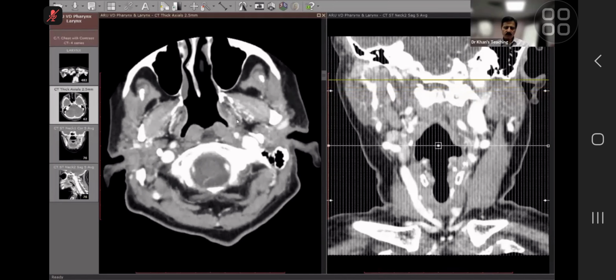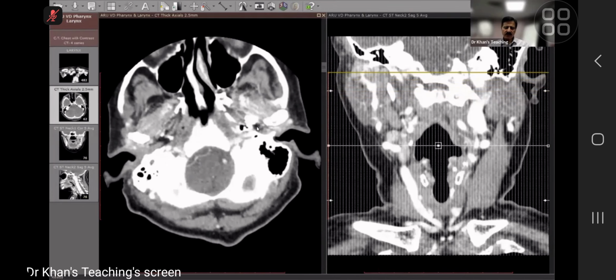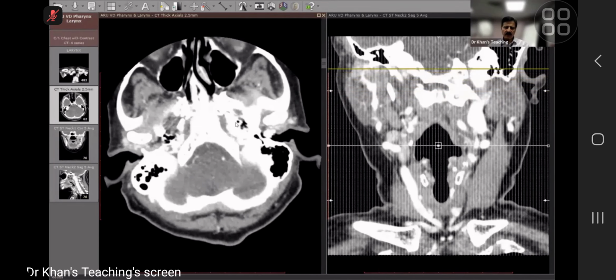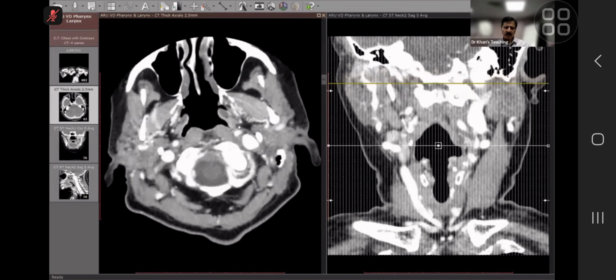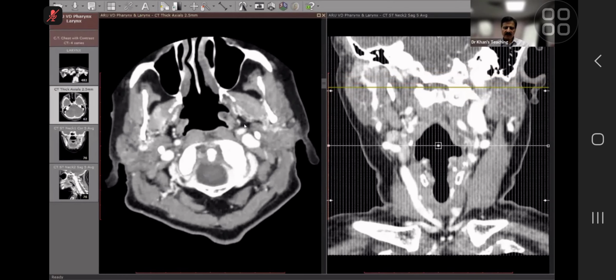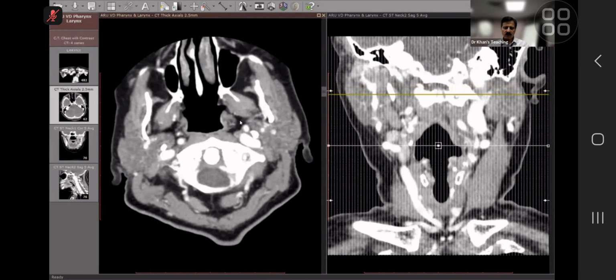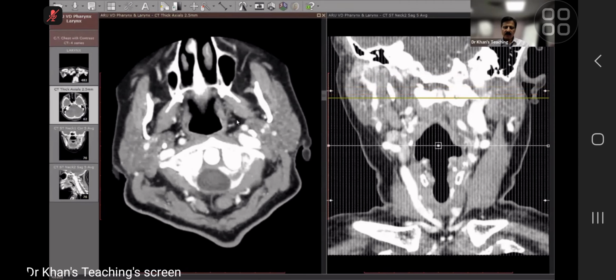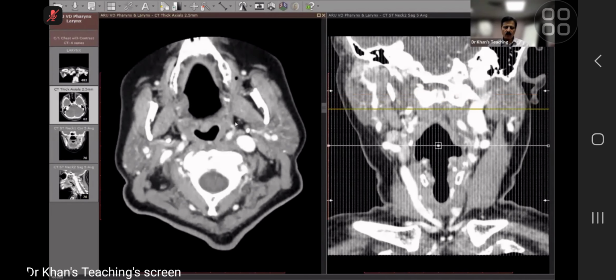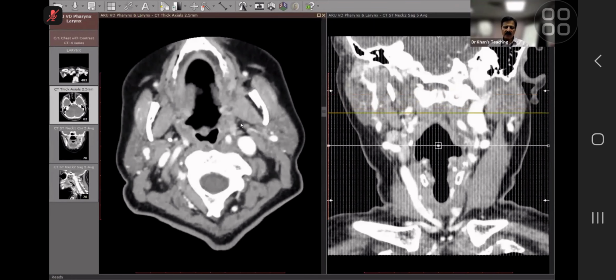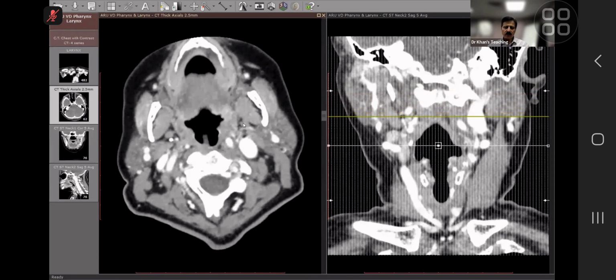So, let's trace it. Now, I have gone to the base of skull and I am coming down. We can see the nasopharynx here. You can see the fat here. And let's just concentrate on this fat. And remember, it will go till the level of the hyoid bone, and it is in continuity with the submandibular space.